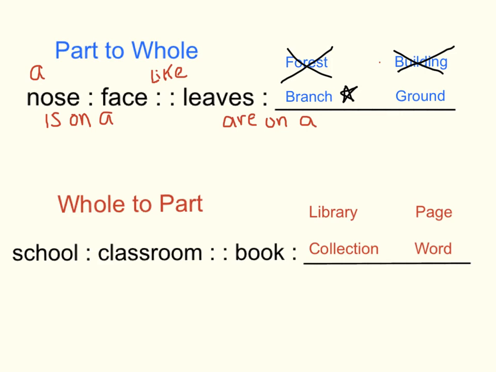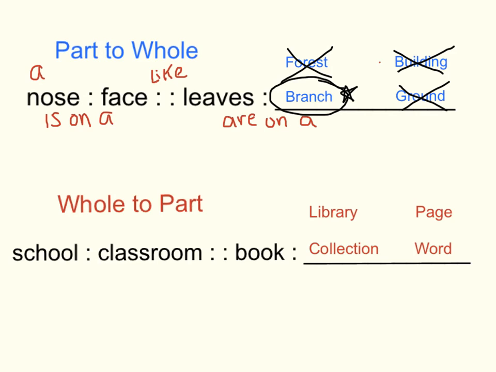So a nose is on a face like leaves are on a ground. That one does not thrill me. That one doesn't seem very good either. Leaves can be on the ground, but I don't really think of leaves and ground always being together. So that only leaves me with my last option, the one I thought was pretty good to begin with. So we have a nose is on a face like leaves are on a branch. And that makes perfect sense. That is a part to whole. Now we're going to move to the second one.